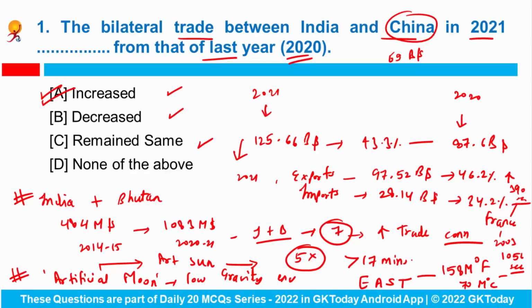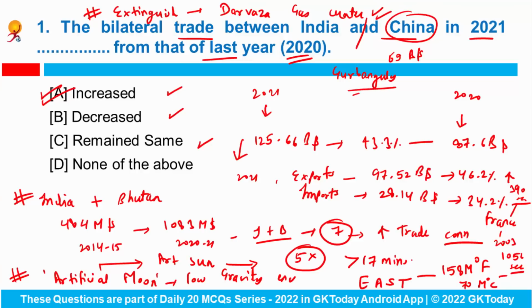Now apart from all these things, we have also seen that Turkmenistan has recently ordered experts to find a method to extinguish a fire in the Darwaza gas crater, also known as the Gateway to Hell. Who is the president of Turkmenistan? Mr. Gurbanguly, and the capital of Turkmenistan is Ashgabat.